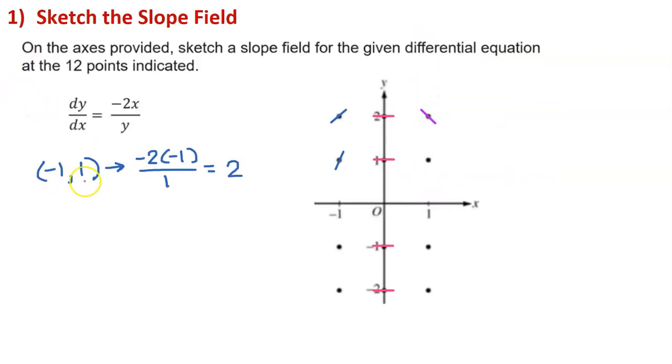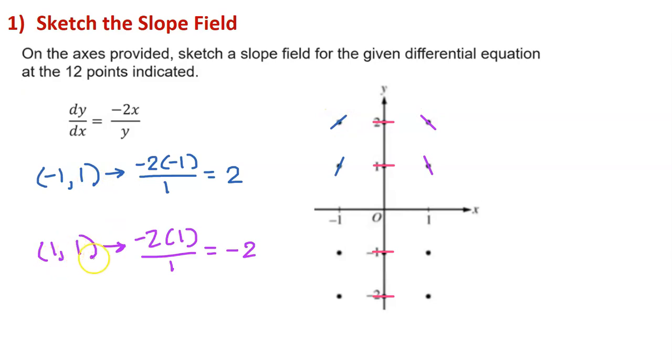At the point (-1, 1), the slope is 2, so you should draw an increasing slope that is steeper than a 45-degree angle. So this one should look steeper than this one. At the point (1, 1), the slope is negative 2. So we should see a decreasing slope that is steeper than a 45-degree angle. The slope of this one should look steeper than this one.